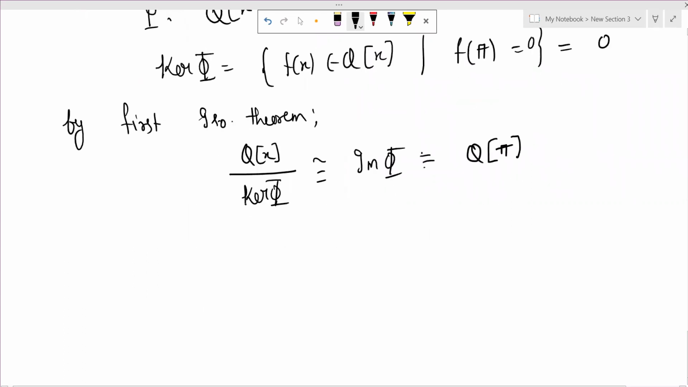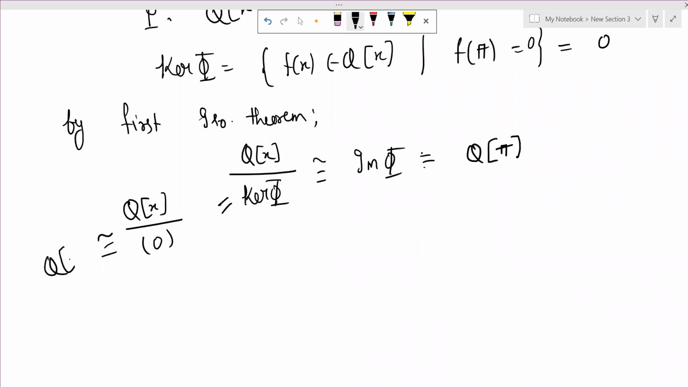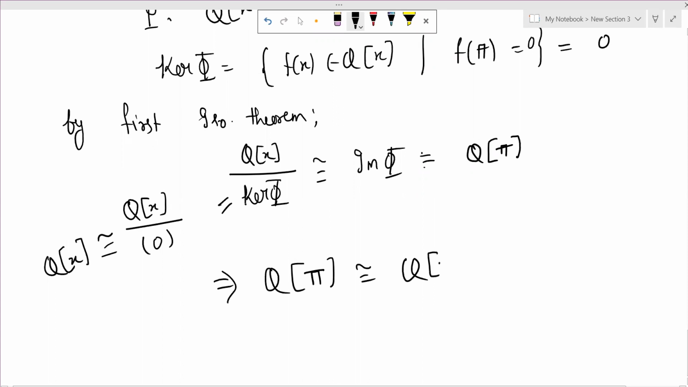Now this is an integral domain. Now see, this is Q[x] over the zero ideal, which is isomorphic to Q[x]. So this implies Q[pi] is isomorphic to Q[x]. So now, is Q[x] a field?